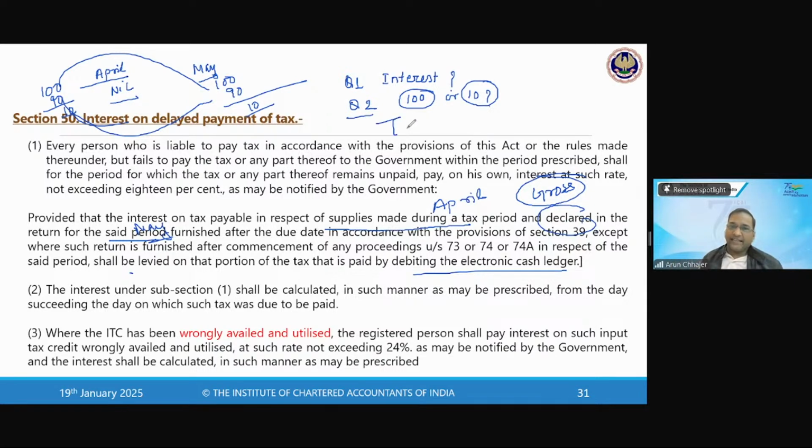This was of tax liability. Now this is of ITC. Interest shall be calculated as may be prescribed. So for that, we will read Rule 88P.